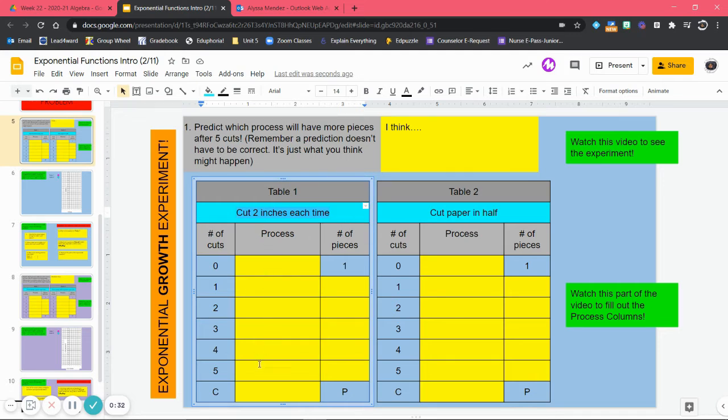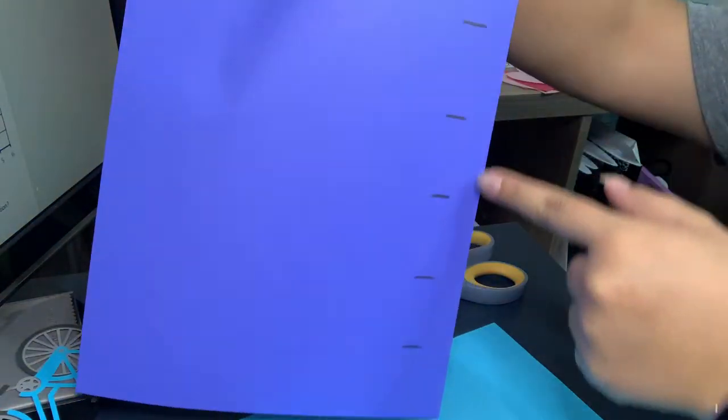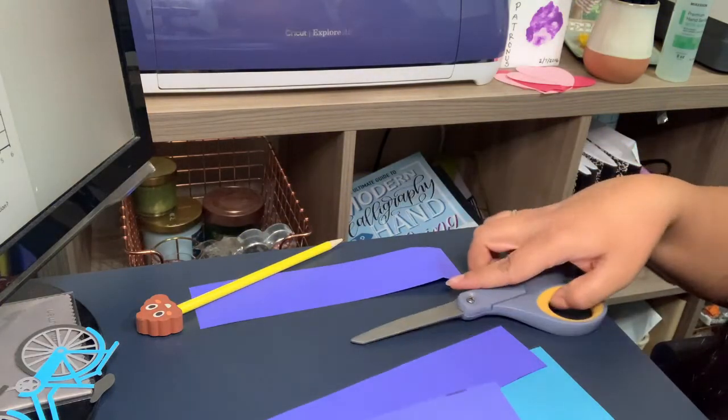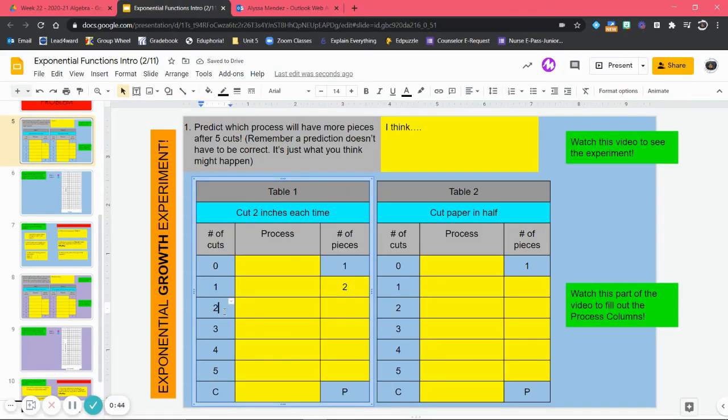So what we're going to be comparing is the number of cuts versus number of pieces. We start off with 1 piece, and here you see the 2 pieces of paper. So I'm going to start by cutting off 2 inches each time. And as I'm cutting off 2 inches, you'll see now I have 2 pieces of paper. So after 1 cut, I have 2 pieces left. I'm going to make my second cut, and then I'm going to add up the number of pieces I have. So now after 2 cuts, I have 3 pieces of paper. So we're going to write that in our table.